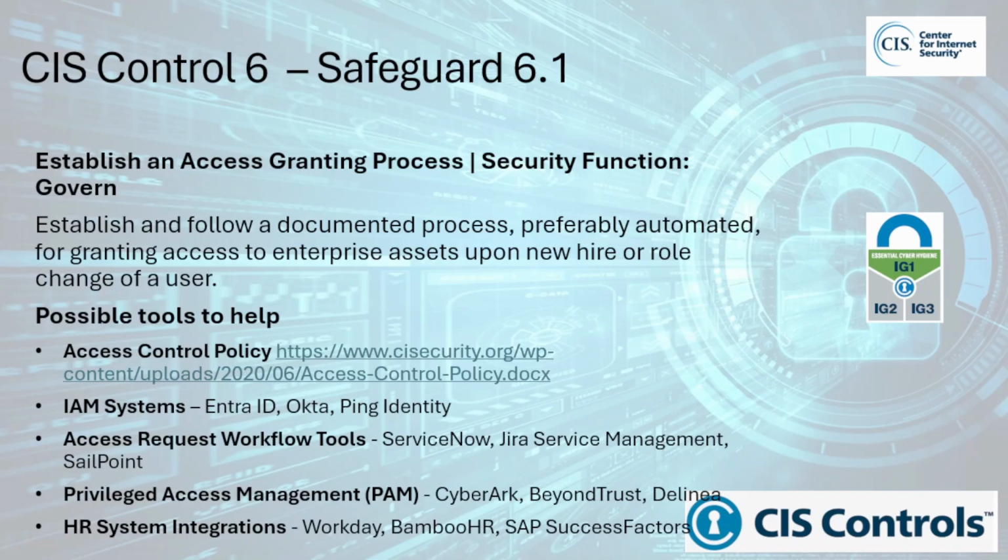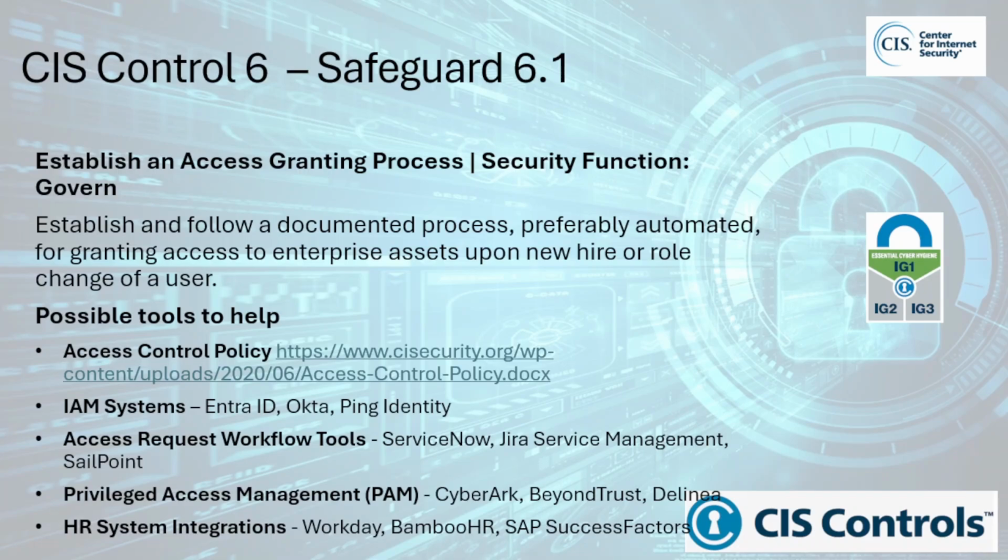Safeguard 6.1, establish an access granting process. This comes under the Govern Security function and is within Implementation Group 1. The safeguard emphasizes the importance of implementing a formalized and consistent process for granting user access to organizational systems, applications, and data. The goal is to ensure that access is only provided based on verified need and appropriate approval.